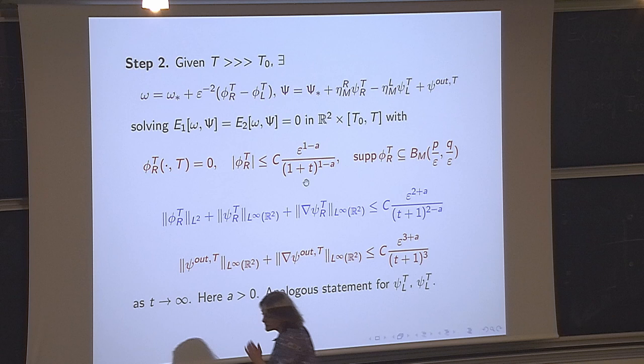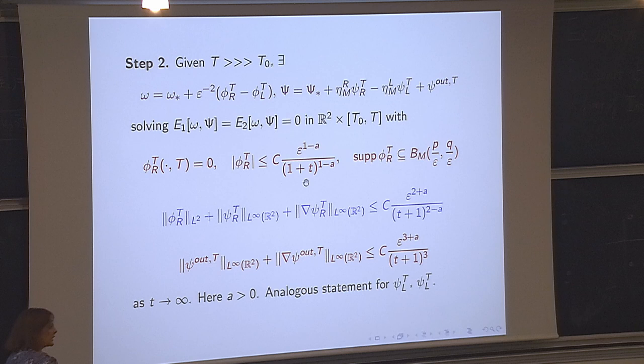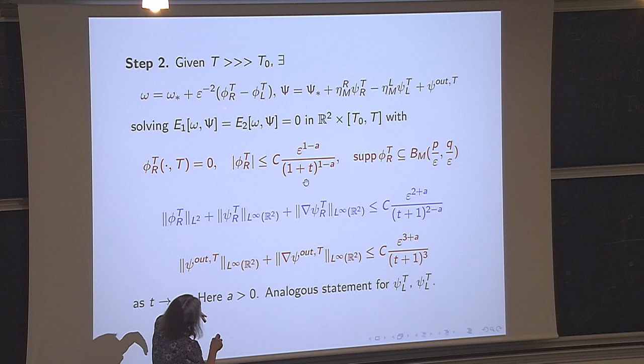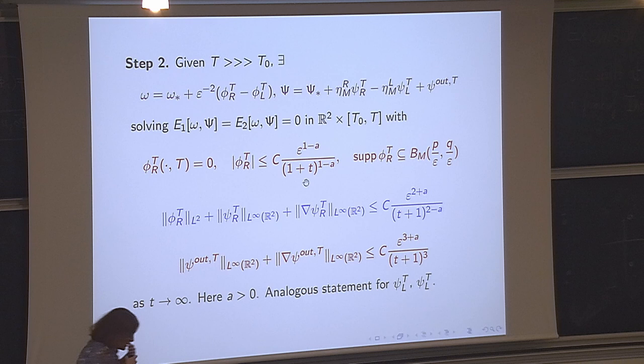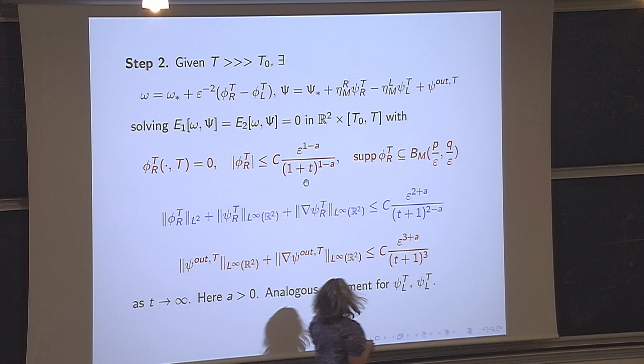All right, second step. In the second step, this is a proposition. We prove the following fact: if you are given a T bigger than t0, then you can find a solution of the Euler equation with the same structure as before, but instead of starting from W0, we start from W star and psi star, so that the correction in the vorticity satisfies a final condition. At the final time, capital T, it's zero.